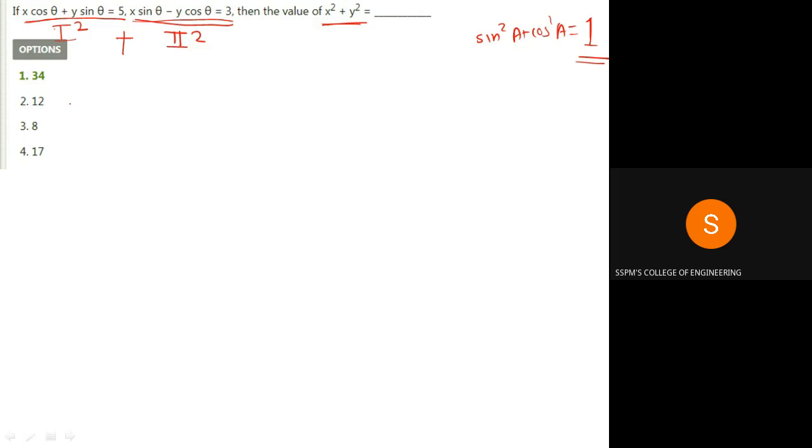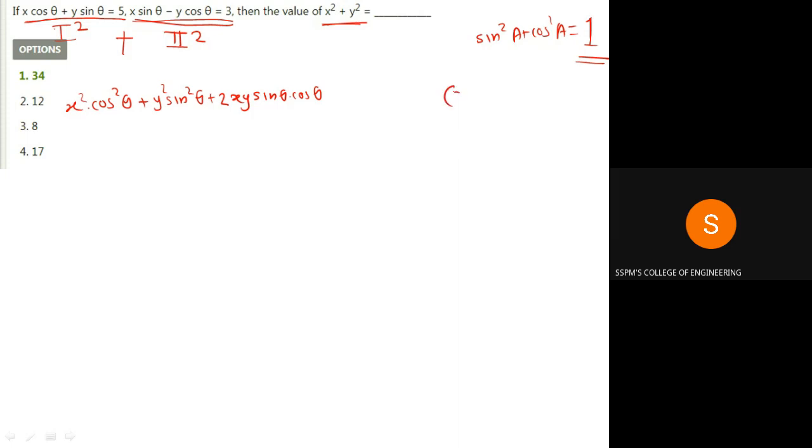Okay, x cos theta plus y sin theta is equal to 5. First we will square this first expression. So what is the result? It is x square cos square theta plus y square sin square theta plus 2xy sin theta cos theta.